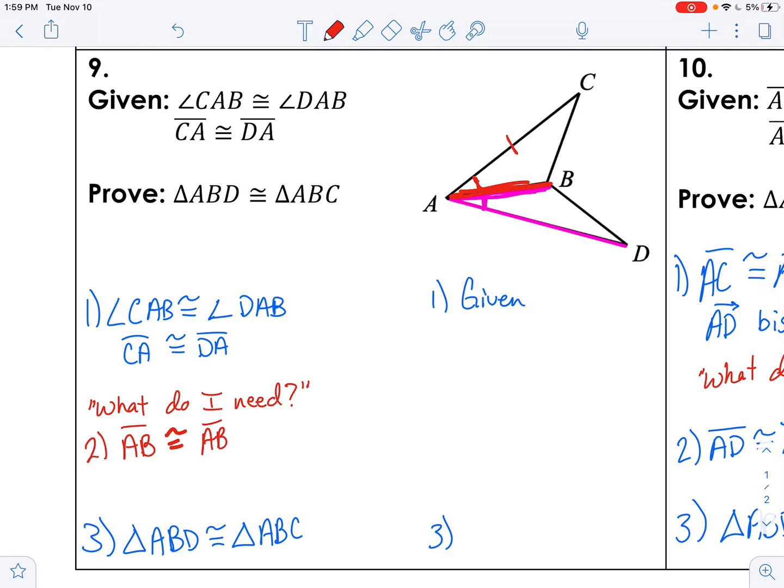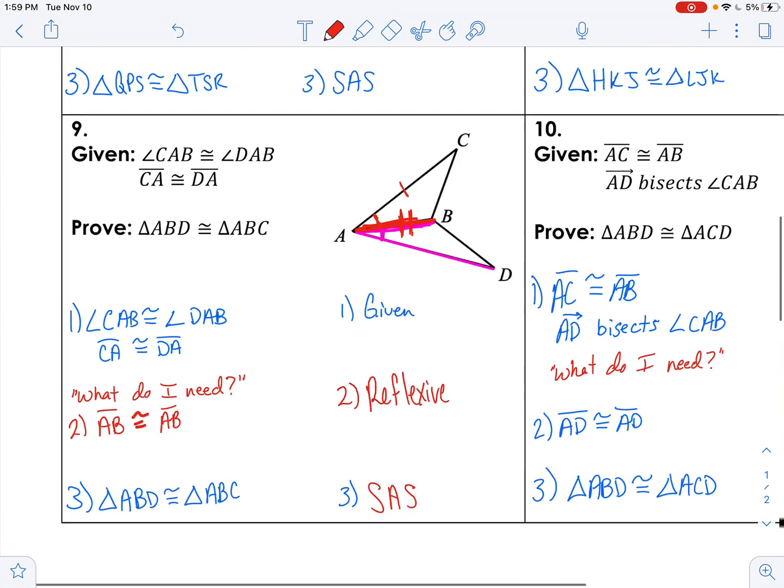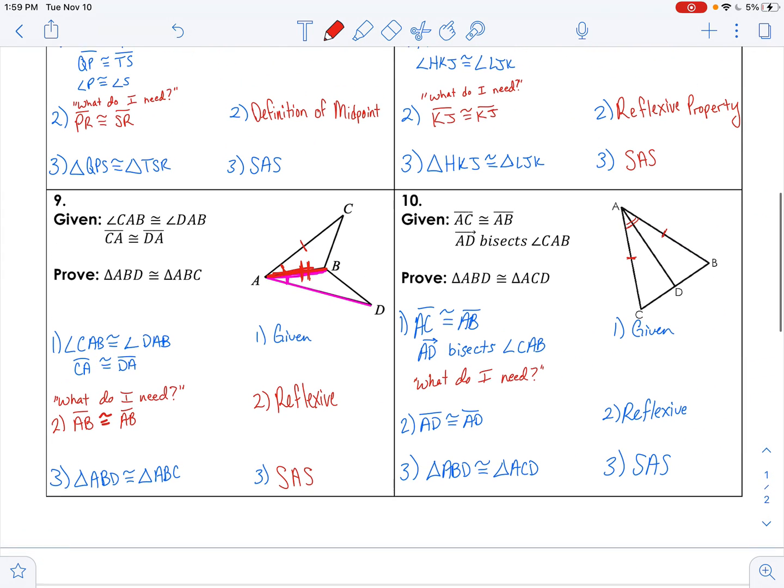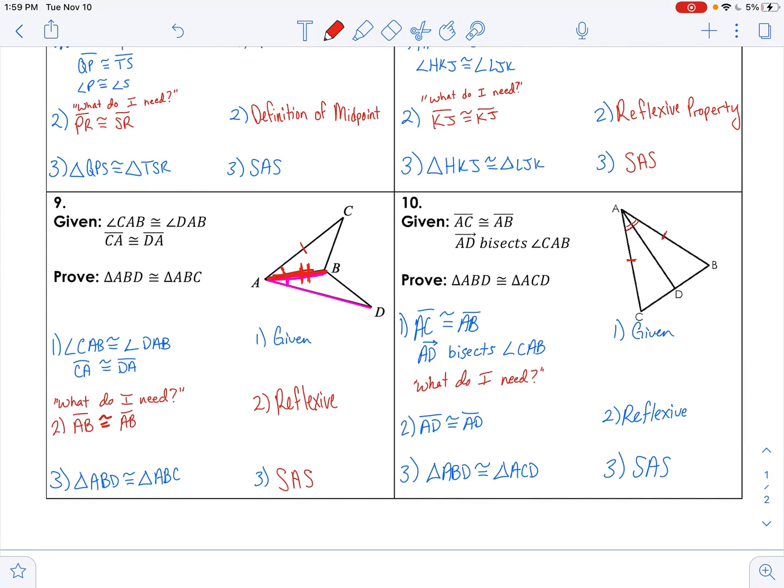So I need that AB is congruent to AB. And how can I say that something is congruent to itself? What property is that? That is our reflexive property. And now I have side angle side for both triangles. So I can say that these are congruent triangles by side angle side. Same idea for 10. I'll zoom out. You can check your work, let me know what questions you have, and I will see you guys tomorrow.